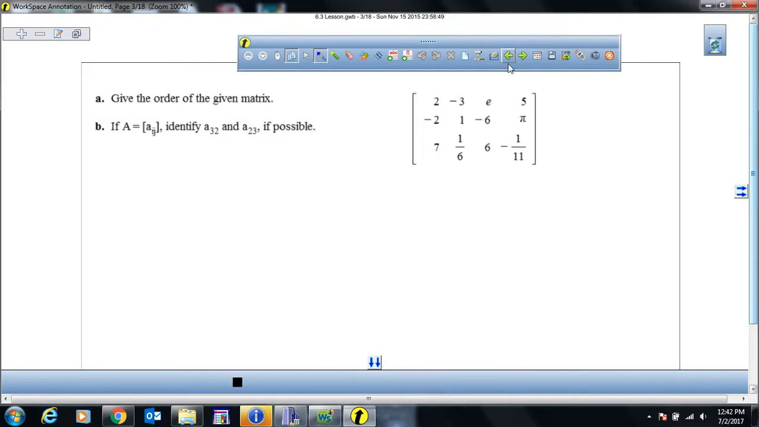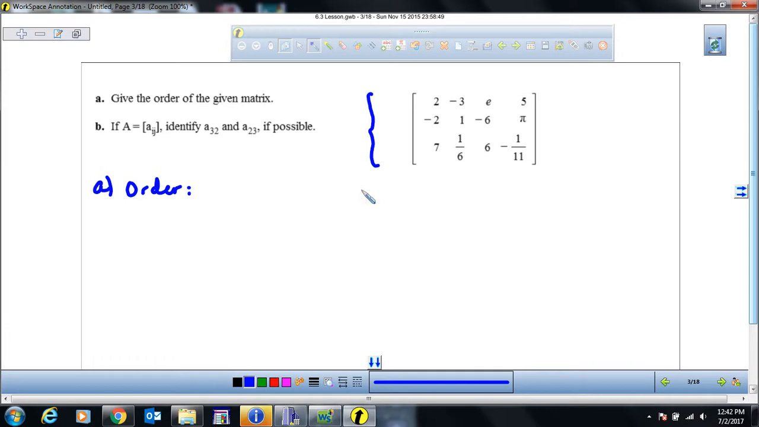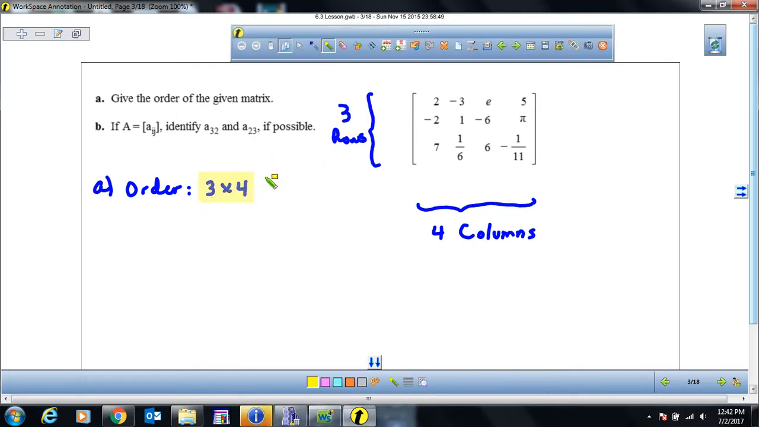Let's go ahead and do this problem now. Question A. We want to give the order of the matrix on the right. If we look right here, how many rows does this matrix have? It is 3 rows. And if we look right here, how many columns does this matrix have? It has 4 columns. So that means the order is going to be 3 by 4. Remember that the row is always first and then the column.